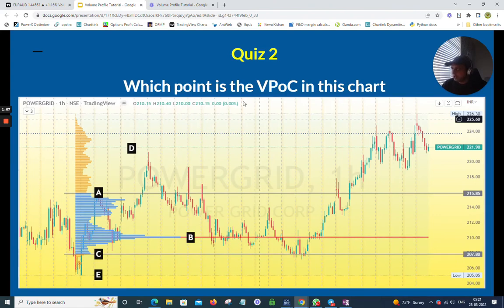What I'm asking here is which point is the VPOC in this chart. VPOC stands for volume profile point of control. So we have 5 options here again, and I'm asking you to give me the point of control on this chart, given the volume profile. So I would want you to answer this. You have 5 seconds, and I hope you have the answer. Not a very difficult one again. Let's go to the next slide and get our answers.